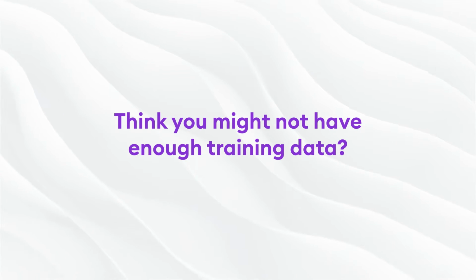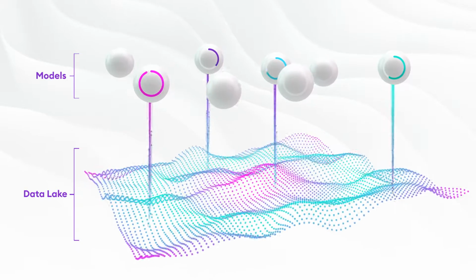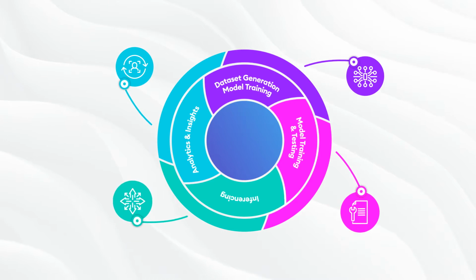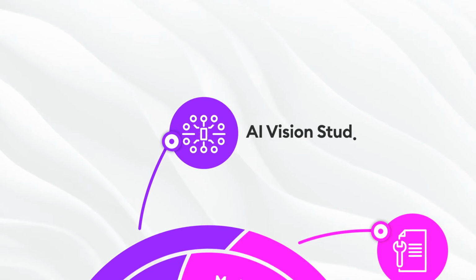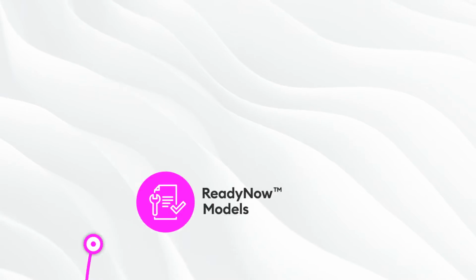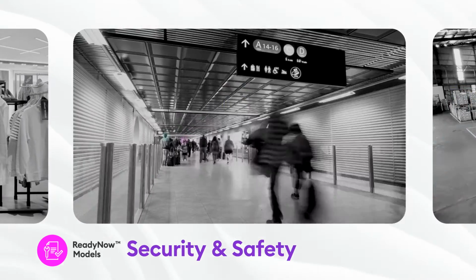Think you might not have enough visual data? No problem. Chooch's synthetic data generation capabilities create data lakes that can be used to train models, filling in data voids, and enabling the platform to learn automatically, creating an accelerated flywheel effect in how it recognizes the most subtle differences in any image. Chooch offers pre-trained ReadyNow models for the most common AI vision use cases for quick deployment and ROI within 90 days.